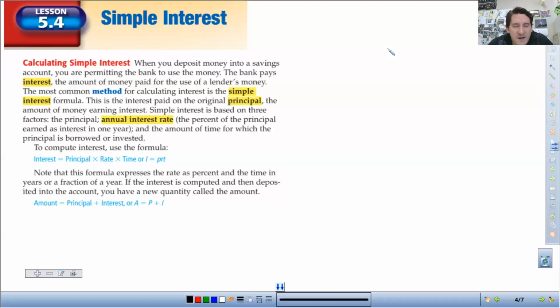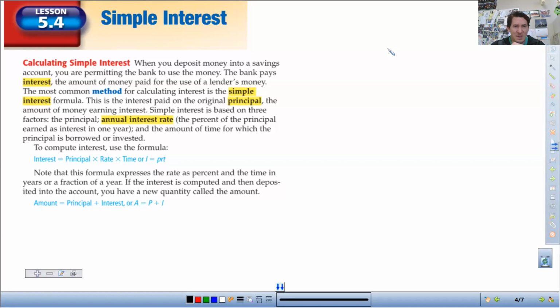All right, financial math classes. Today, we're talking about what makes a savings account different than a checking account. So we're getting into simple interest. When you deposit money into a savings account, you're permitting the bank to use the money. The bank pays interest, the amount of money paid for the use of the lender's money.